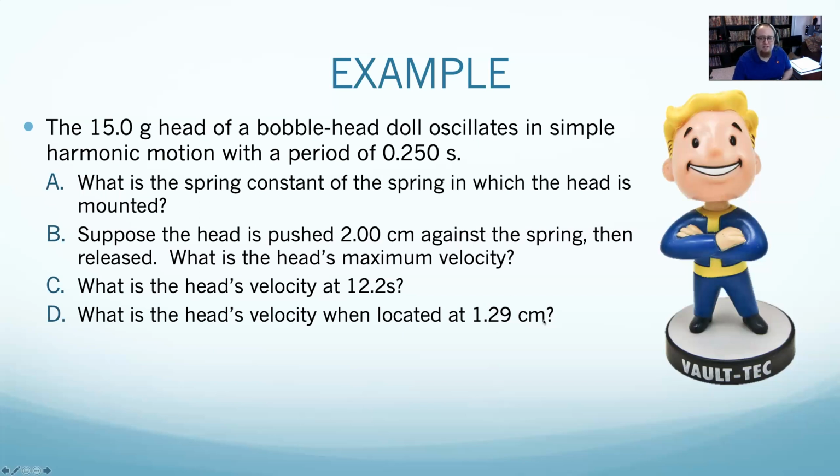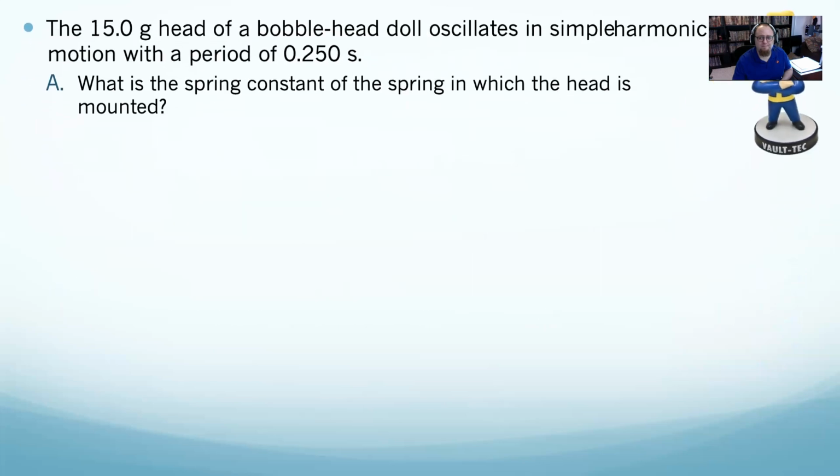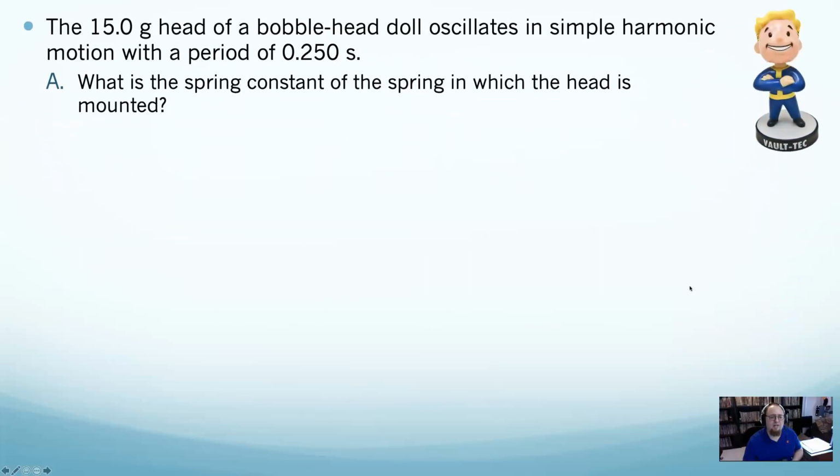If I want to solve these, I'll start with A. What's the spring constant? Well, before I get into that, 15 grams is 0.015 kilograms. And I said a period of motion of 0.25 seconds. Period of motion is directly related to m and k. As I said before, the period of motion is 2 pi square root of m over k. I can solve this for k.